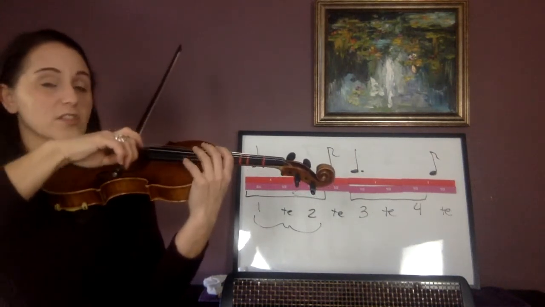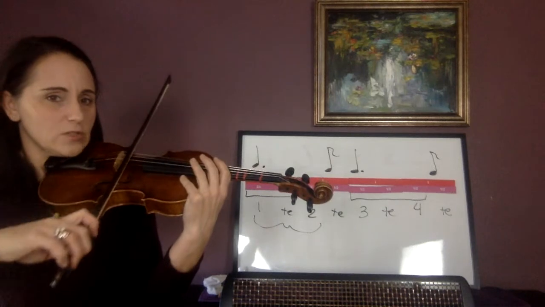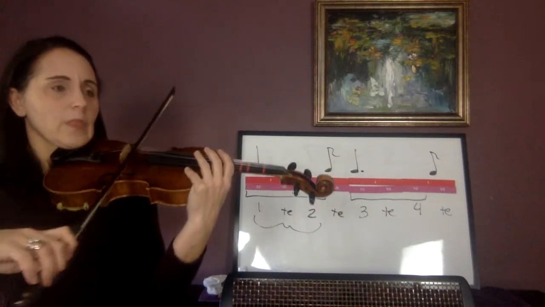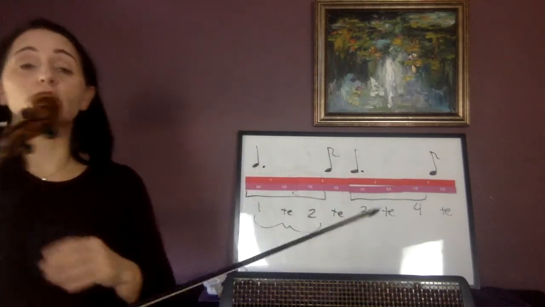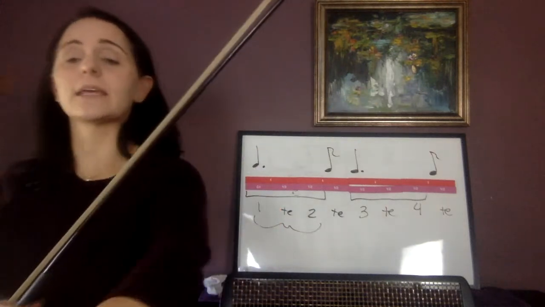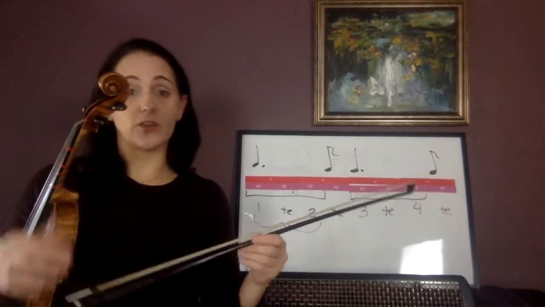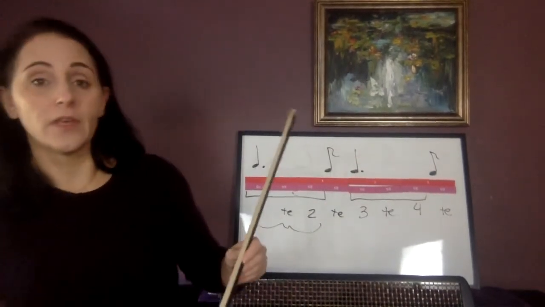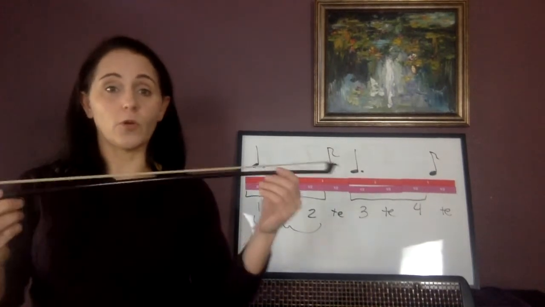We don't want that, okay? Slow and heavy. 1, 2, 2. Here's what I would like for you to try to do. Because an eighth note, what we'd really like for an eighth note to get is half of a bow. We use a whole bow for a quarter note.